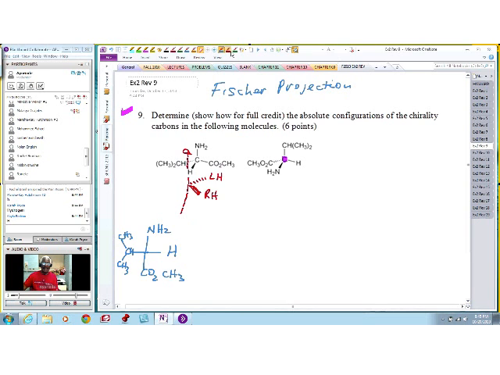Now let us assign the absolute configuration. Before we do that, we need to assign the priority based on the Cahn-Ingold-Prelog sequence rule. So this would be priority A, nitrogen, and priority B will be this group right here, and priority C will be this here, and priority D is hydrogen right here.